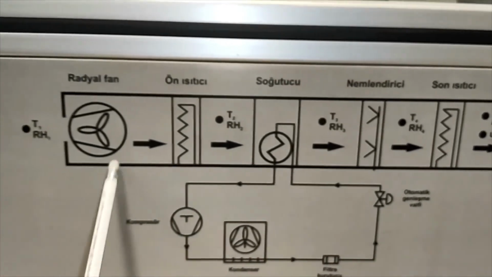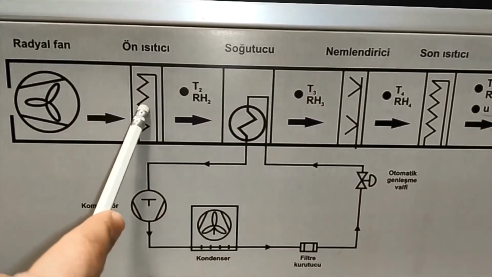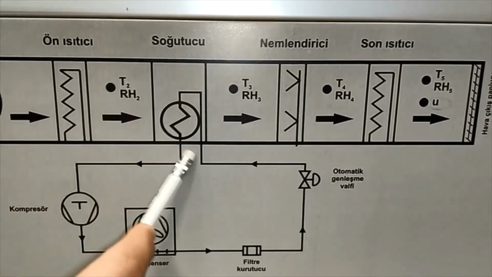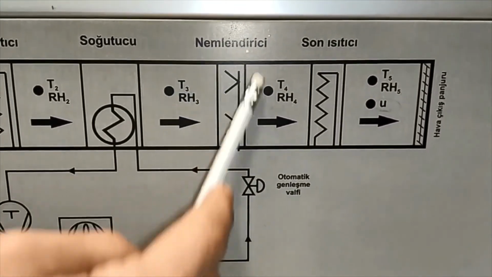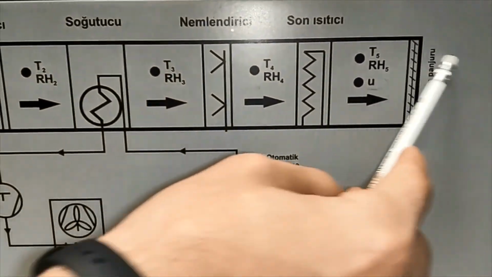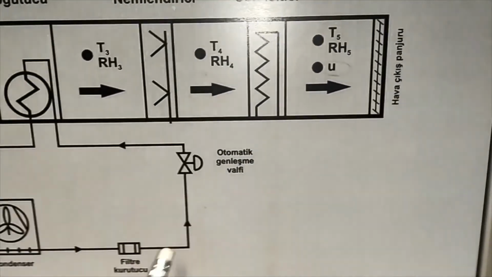This is the schematic view of experiment. Preheater is opened, cooler is not opened, humidifier opened, and after heater is opened.